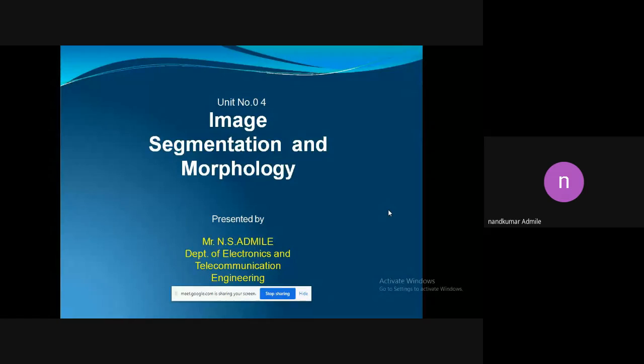Can anyone tell me the definition of image segmentation? What is the concept of image segmentation?